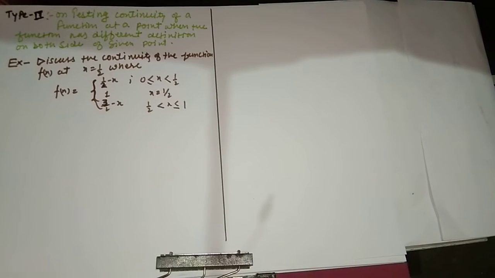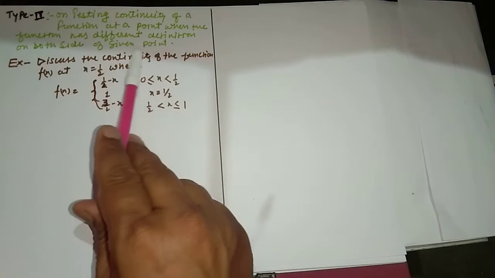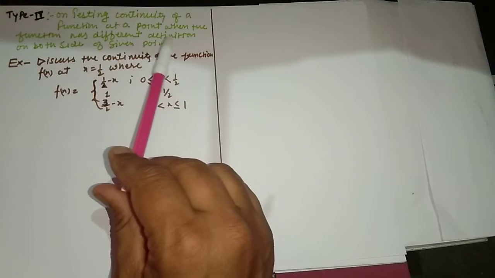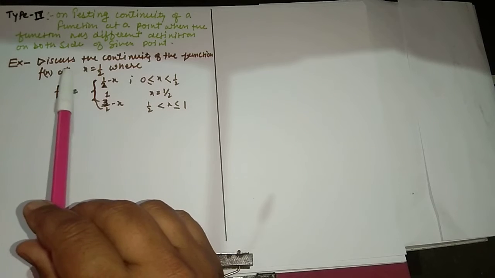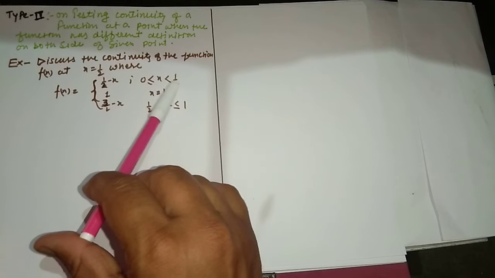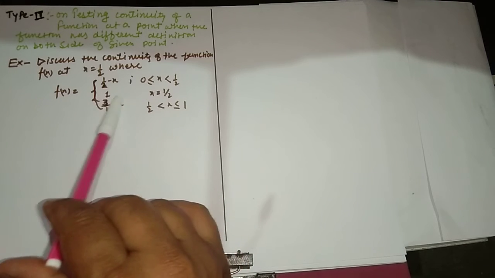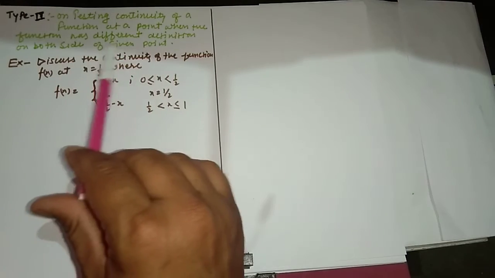Now this is a type 2 question. What is a type 2 question? Testing the continuity of a function at a point when the function has different definitions on both sides of the given point. The point where we have to check continuity, on greater or less than that point the function changes. For example, we have to test at 1/2, and for greater than 1/2 or less than 1/2 the value of the function changes. We get two different functions.